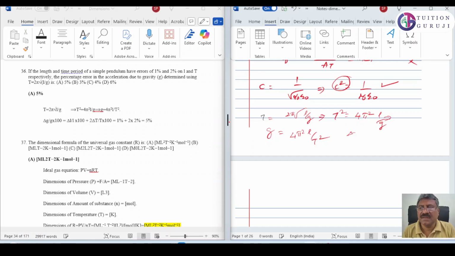So delta g by g into 100 will be delta L by L into 100 plus 2 into delta T by T. So delta L by L is given 1% plus 2 into delta T by T, with delta T by T being 2%. So it will be 5%.